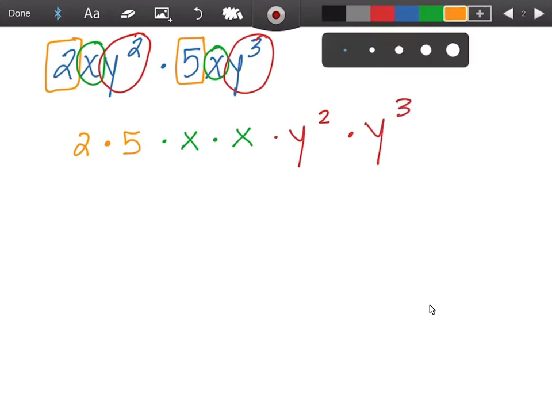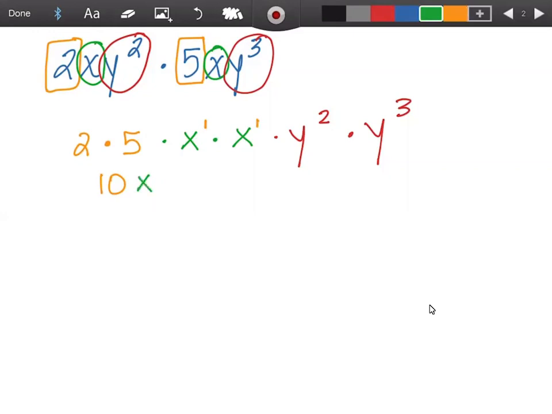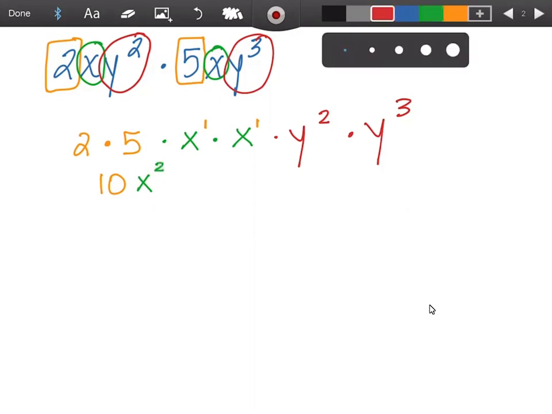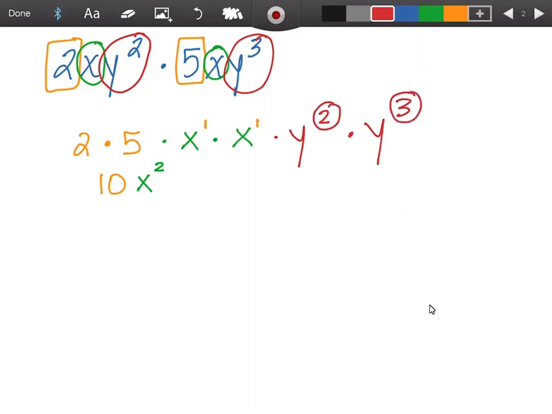So we know that 2 times 5 is 10. We know that x times x is going to give us x squared. But how do we know it's going to be x squared? Because there is not a number in the exponent position, it is an invisible one. So we're going to have x, and we add our exponents, 1 plus 1, so x squared. And then we have y to the second power times y to the third. We're going to keep the base y and then add the exponents, so this will be y to the fifth power.